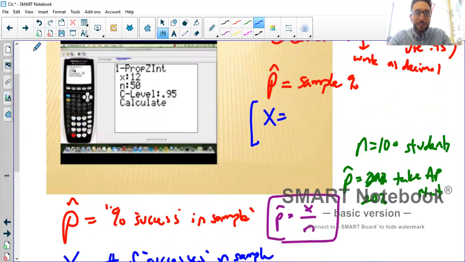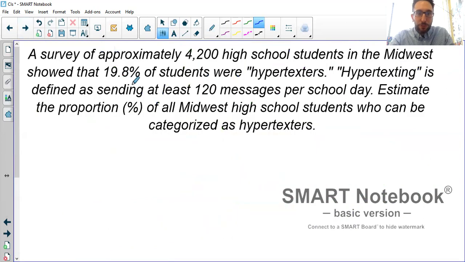20.37 people can't take AP Stat. So let's just look at two quick examples. Here's the first one. A survey of approximately 4,200 high school students in the Midwest showed 19.8% were hypertexters. And then we have a definition there of what hypertexting is.